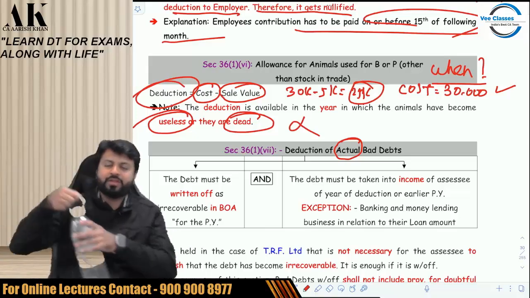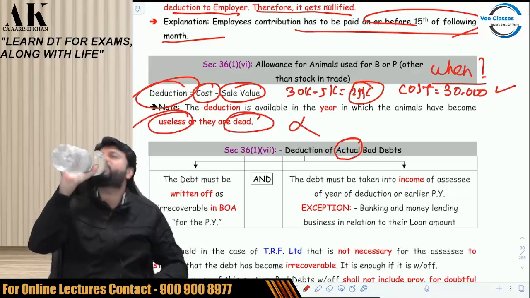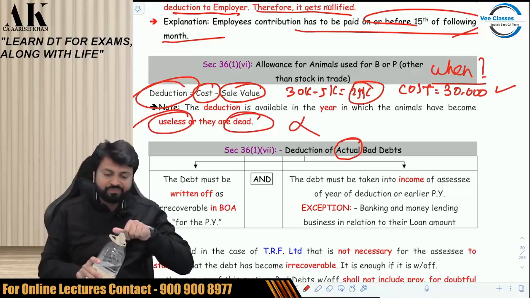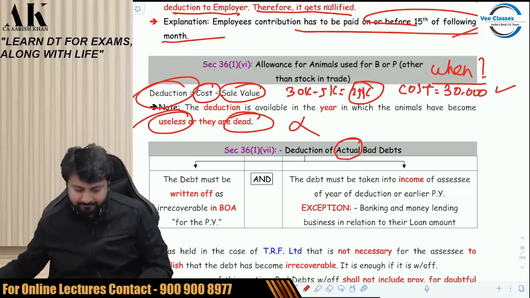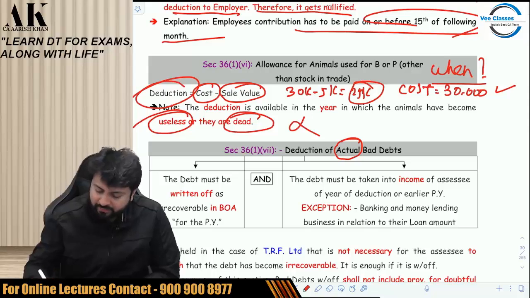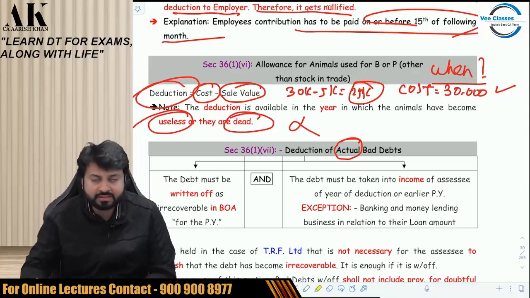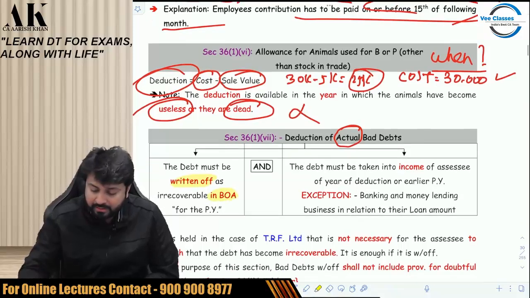Just a second. Give me a time to read. Actual bad debt deduction is allowed. Now there are two conditions that we have to fulfill. I'll explain both of them. First, I'll read both of them. First of all, you have to write off the debt in the books of accounts. And secondly, the debt must be taken into income of the assessee earlier.